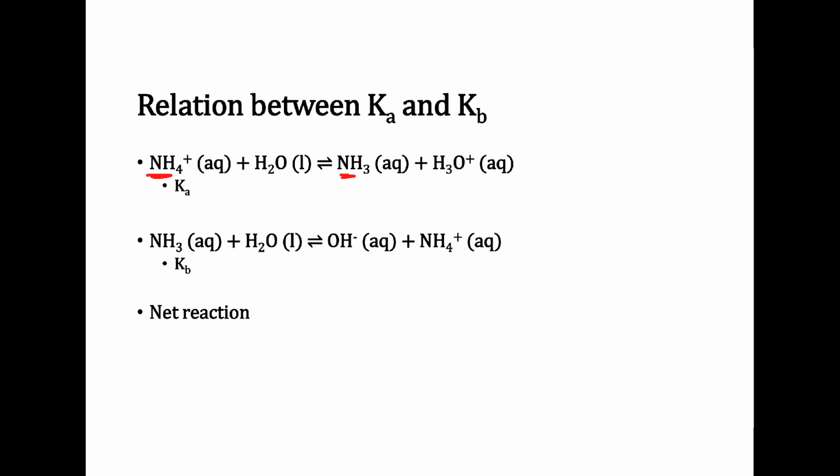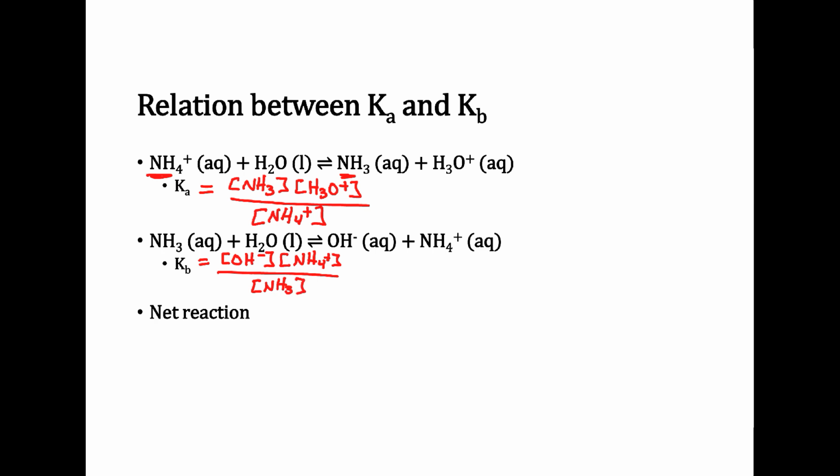So Ka, the expression for this first reaction, would be NH3 times hydronium all out over ammonium. If we were to look at the opposite reaction, where we're looking at ammonia as being the base and forming its conjugate acid ammonium, what we would find is Kb for this particular reaction is the concentration of OH minus times the concentration of ammonium all over the concentration of ammonia.